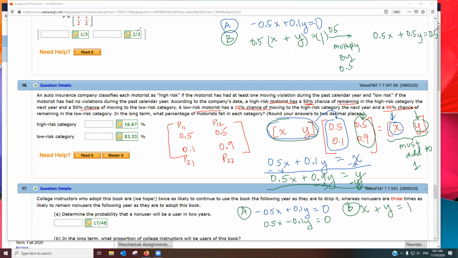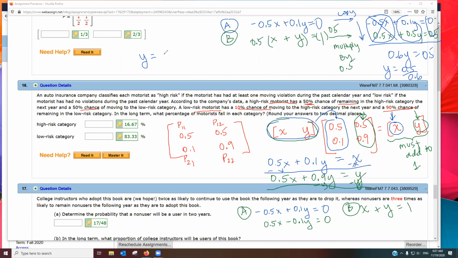I'm going to take the blue equation and just copy it over. So that's negative 0.5x plus 0.1y equals 0. Now I add these equations straight down. Negative 0.5x and positive 0.5x cancel out. When I add the y terms, that's 0.6y. And when I add these constants, that's 0.5. So it looks like y equals 0.5 over 0.6.